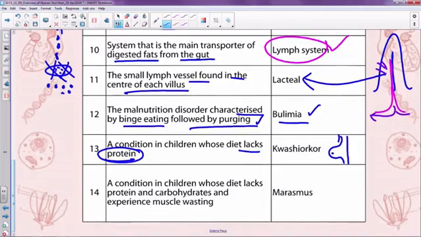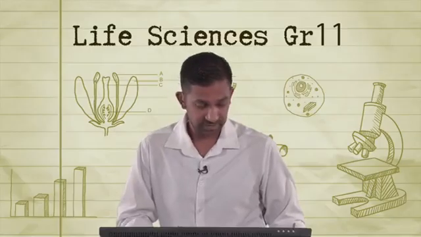Let's look at number 14, a condition in children whose diet lacks protein and carbohydrates and who experience muscle wasting, and that's called marasmus. Extremely weak children, loss of muscle weight, loss of body mass, muscles are weak, extremely lethargic, and often end up with permanent organ damage and failure.